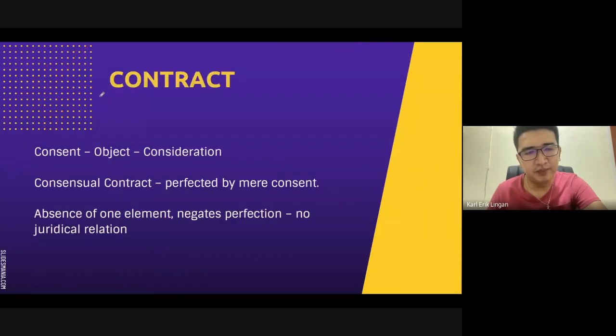Sabi natin kanina, contract of sale is a contract. Therefore, it has three elements: consent, object, and consideration. When it has consent, it is a consensual contract, meaning it is perfected by mere consent. Okay, we have discussed kanina, there is consent. Miss Alisa, when do you say that there is consent?